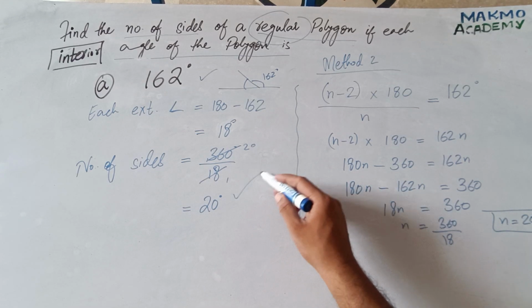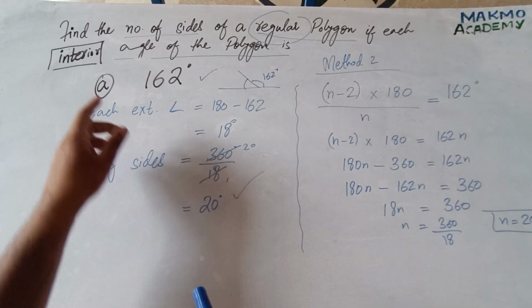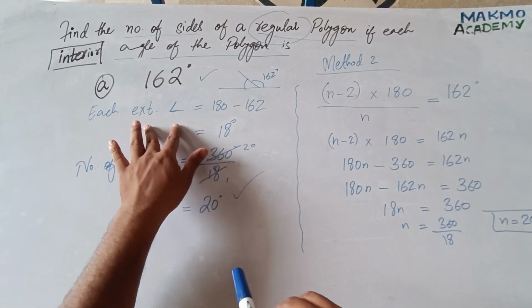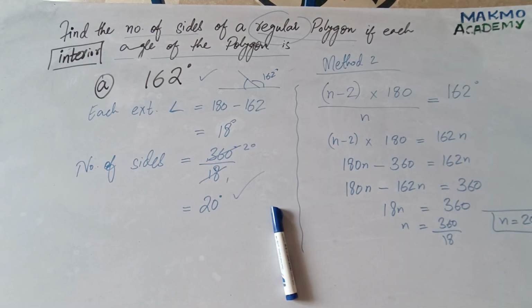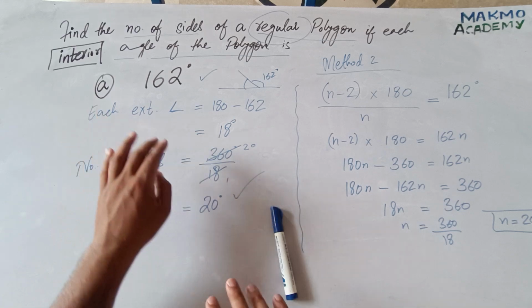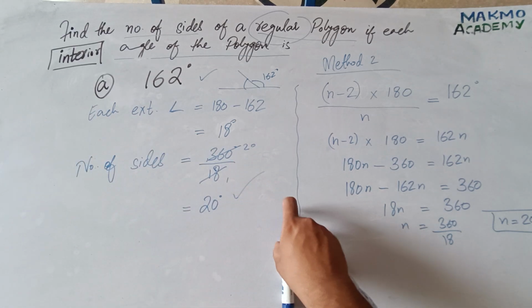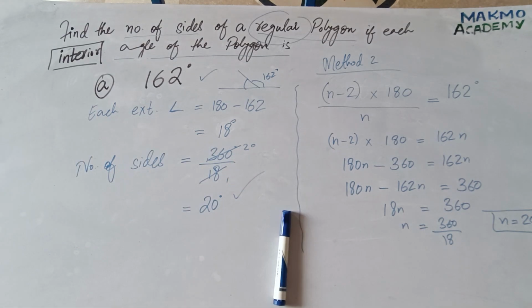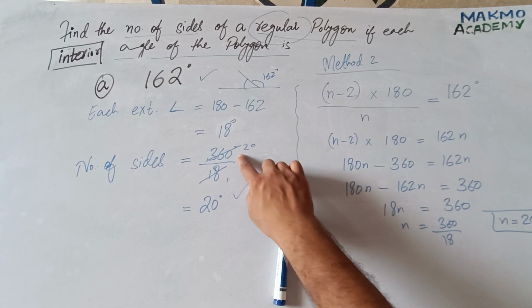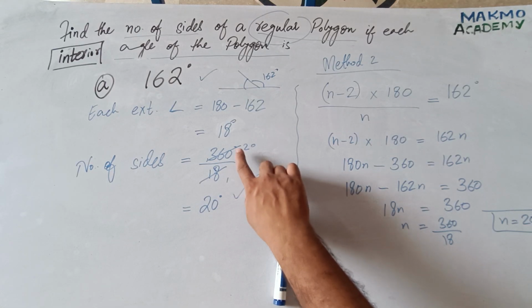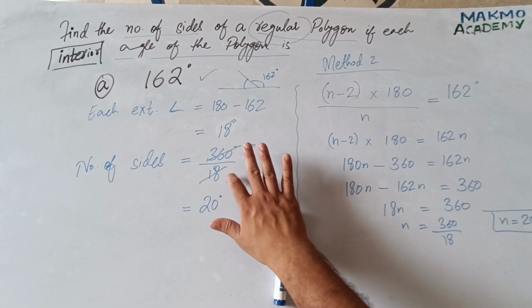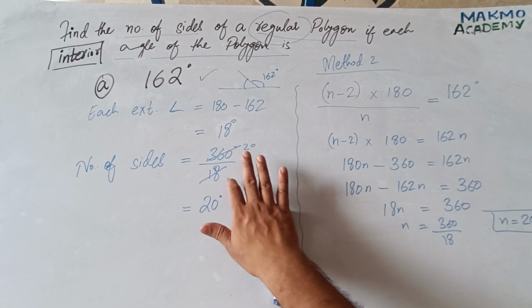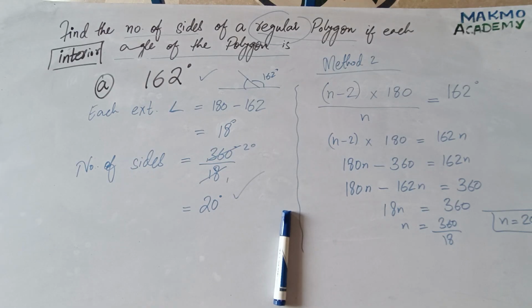So I think this is the shortcut method. If each interior angle is given, first of all find out each exterior angle by subtracting from 180, because each interior and exterior angle are always on a straight line. And when you know each exterior angle, then you can apply this property that 360 divided by each exterior angle, because 360 is the sum of exterior angles of any polygon, will give you the number of sides of that polygon.